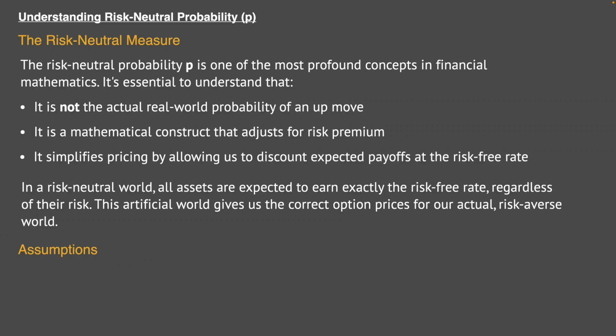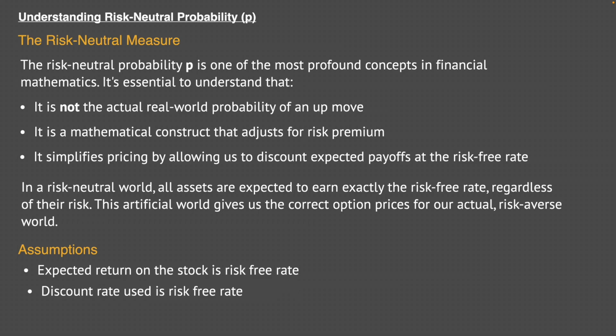So, what are the assumptions made in the risk neutral measure? There are two assumptions. One is the expected return on the stock is the risk-free rate. What is the risk-free rate? The risk-free rate is small r. Small r can be the rate of interest given by a government GSEC. That can be considered as a risk-free interest rate. Now, the discount rate used is the risk-free rate. So, whenever you want to calculate the present value of all the expected payoffs, that discount rate is going to be the risk-free rate.